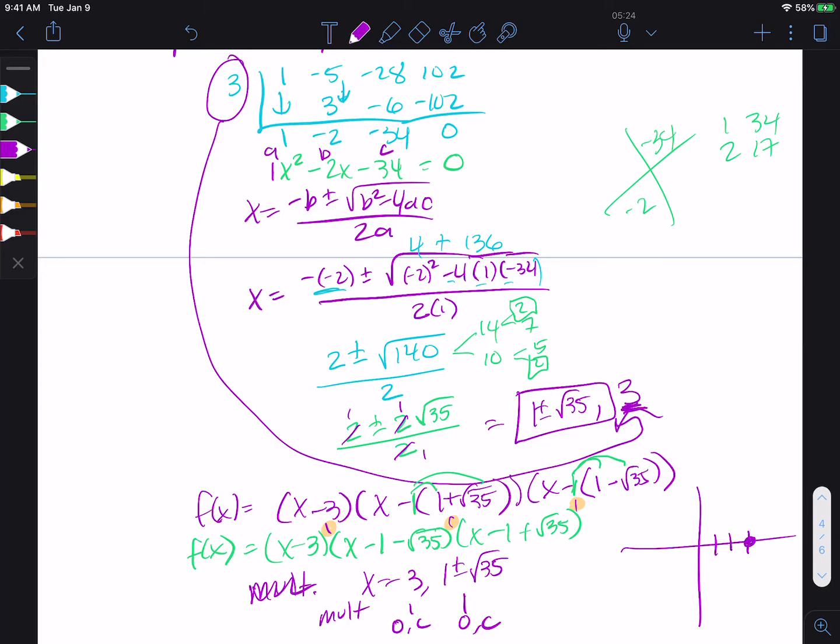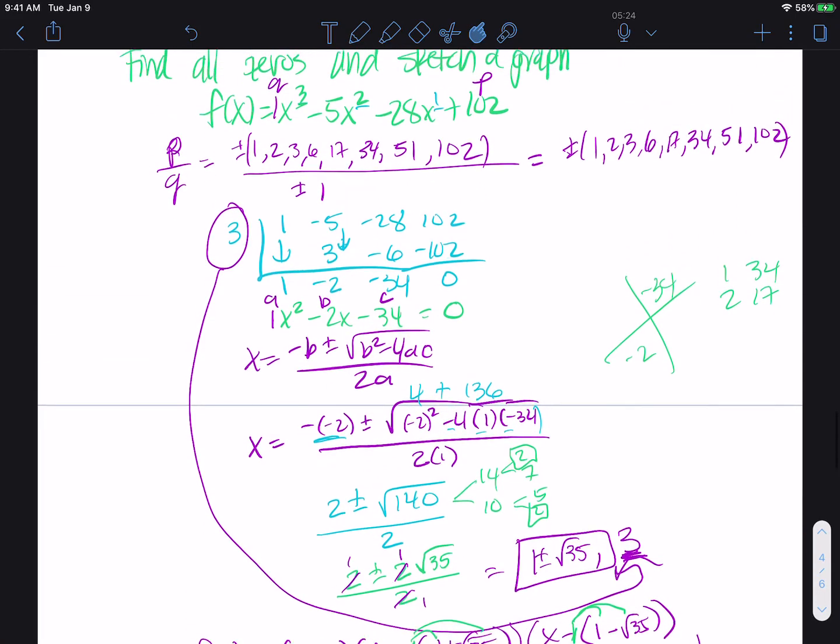All right, so then if we create our sketch of our graph, I've got an x-intercept at 3. Well, I need to find where the 1 plus root 35 is. So in my calculator, I'm going to do 1 plus square root of 35. And that gives me 6.916. And then if I do 1 minus root 35, that gives me negative 4.9. So 1, 2, 3, 4, 5, 6, 7, so we're there. These are both crossing, and then the negative 4.9, 1, 2, 3, 4, and there.